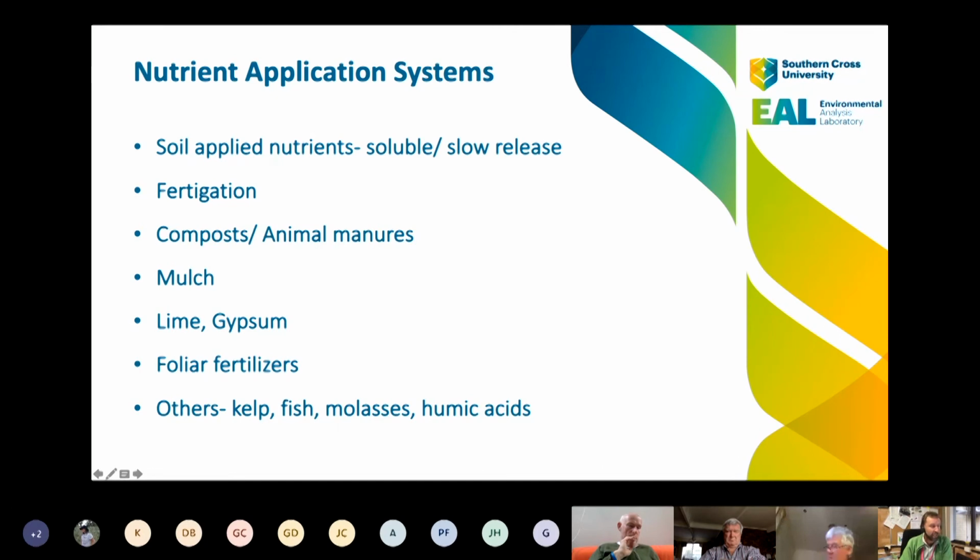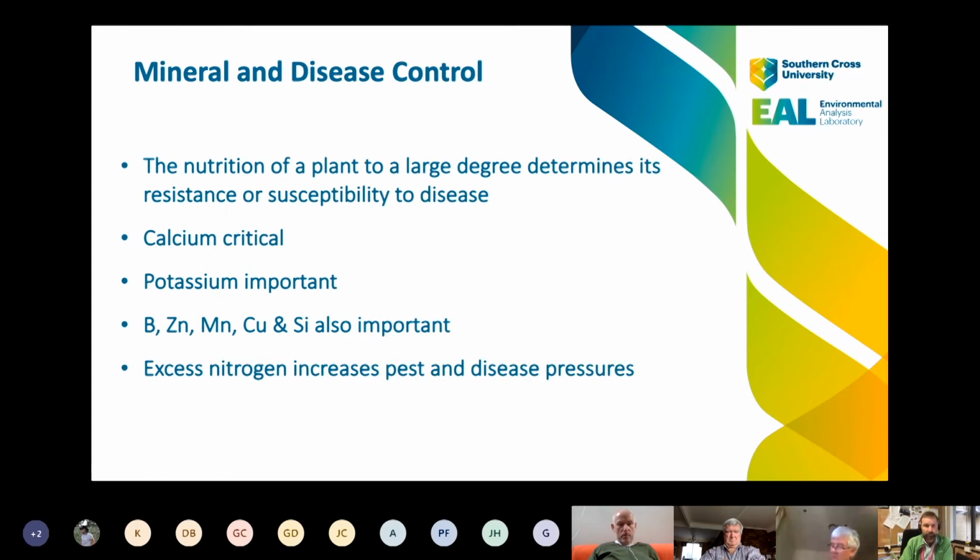Be very careful with your kelp and your fish. You're not adding too much salt. A small amount's fine, but if you've got a salinity problem already, keep away from those. Molasses just activates your bacteria, but not your fungi, typically. So you've got to be careful of that.